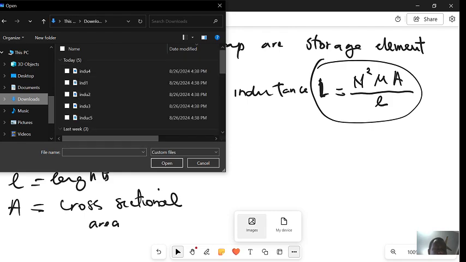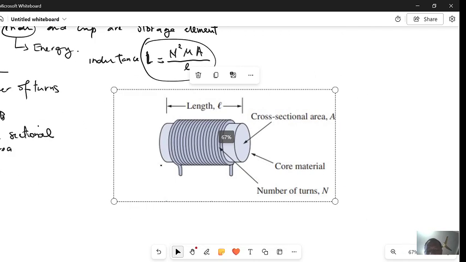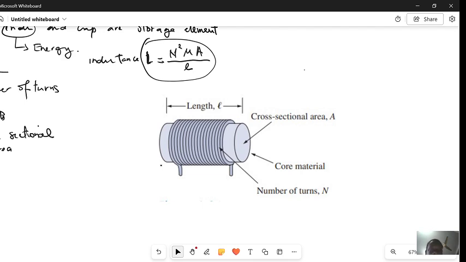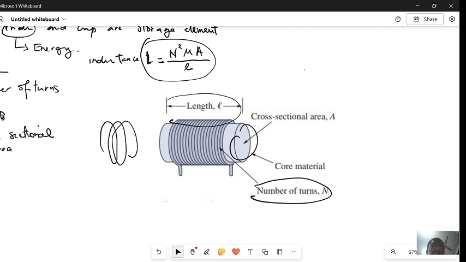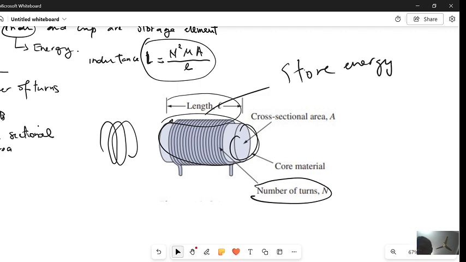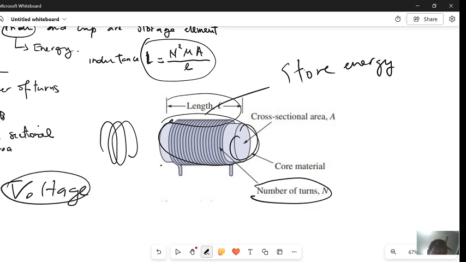Now let's see the physical form of the element. The inductor has a length, an area, and a number of turns. The number of turns that we wind the coil is the inductor. This inductor is going to store energy like a capacitor. Since it stores energy, it has a voltage when current crosses it.